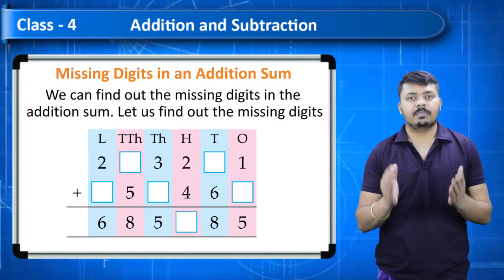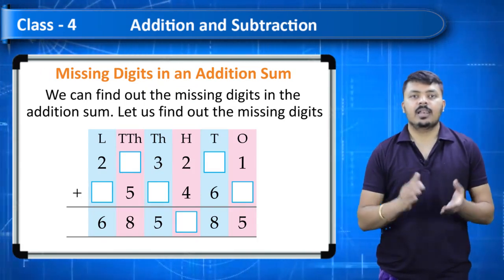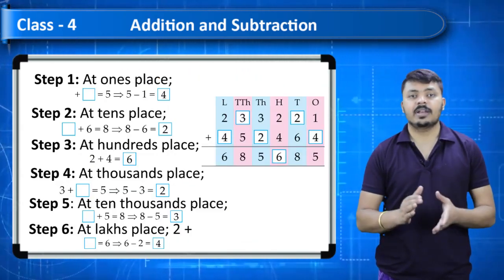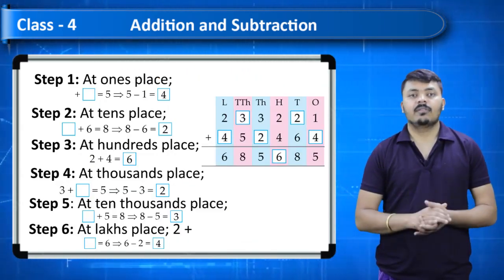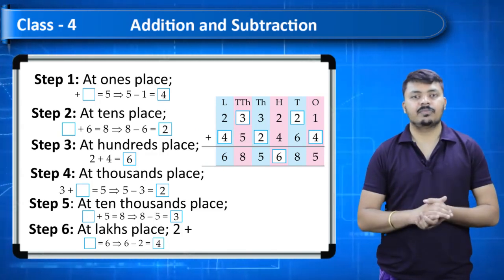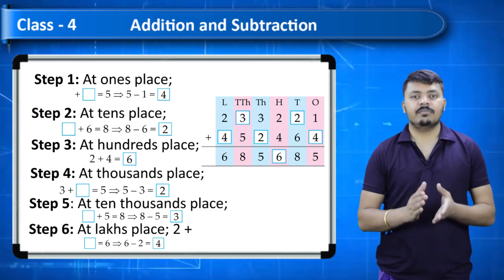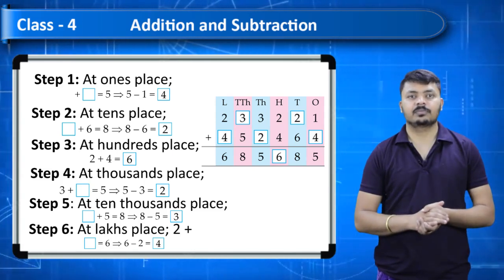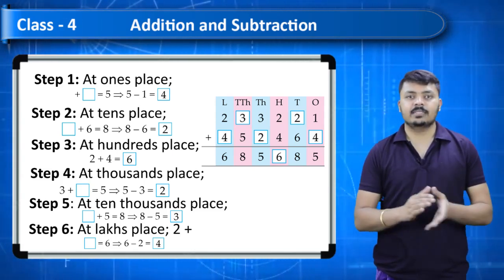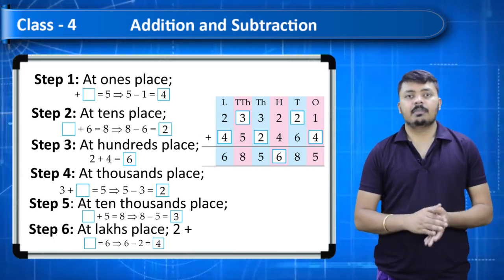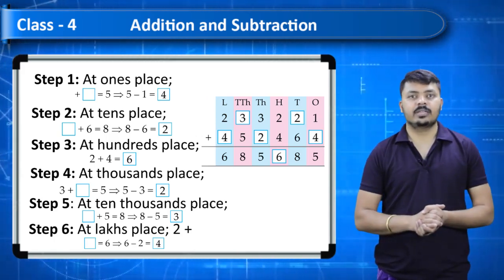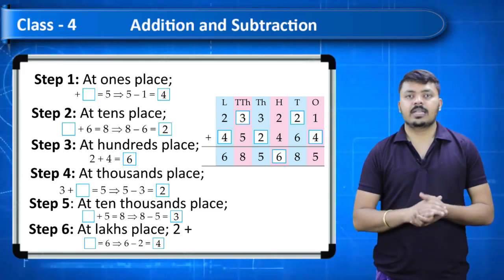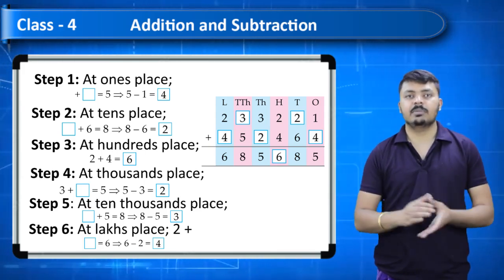Missing digits in an addition sum. We can find out the missing digits in the addition sum. Let us find out the missing digits. Here you can see step 1. At 1's place, 1 plus a number equals 5. So 5 minus 1 equals 4. So that number is 4. Step 2. At 10's place, a number plus 6 equals 8, which is 8 minus 6 equals 2. So that number is 2.